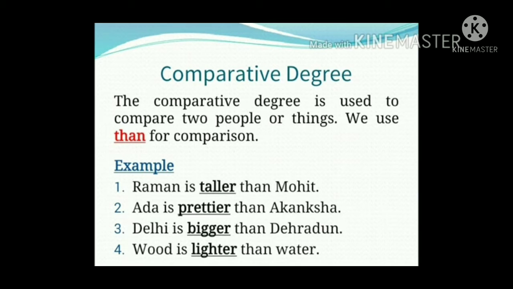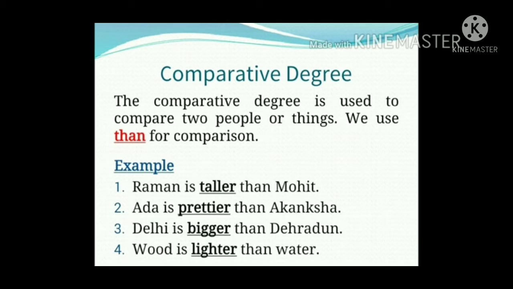For example, Raman is taller than Mohit. Here in the example, Raman and Mohit are two boys, and we are comparing their height. So we are using than, and we are describing the adjective taller. Okay, so taller, see what change has come here. We have used er: tall, T-A-L-L, tall plus er, it becomes taller, and now it is comparing the height of these two boys, Raman and Mohit, that who is taller than whom.